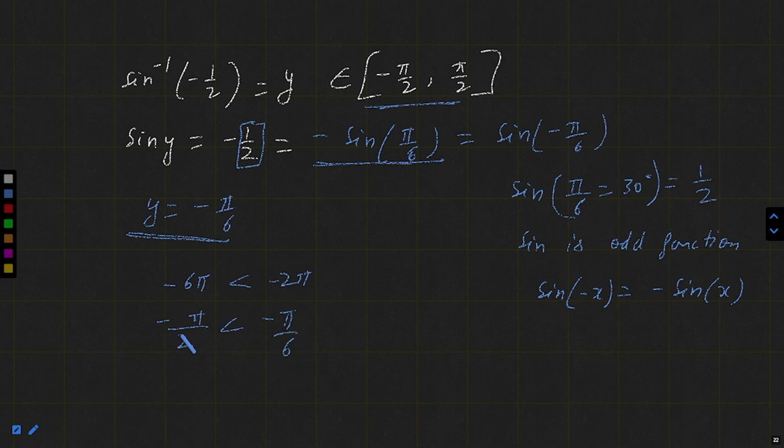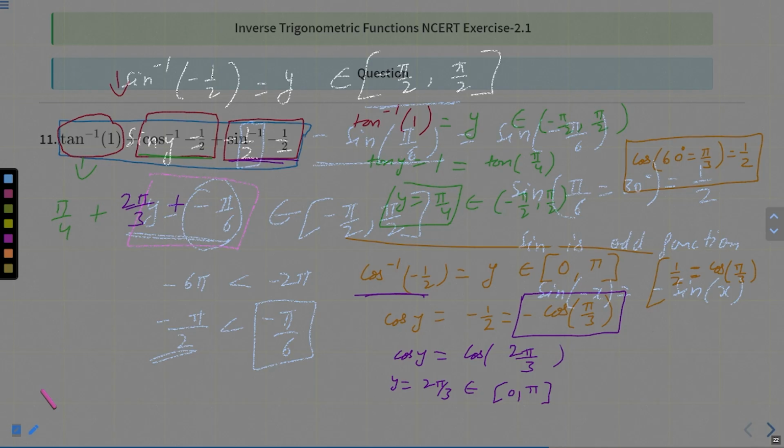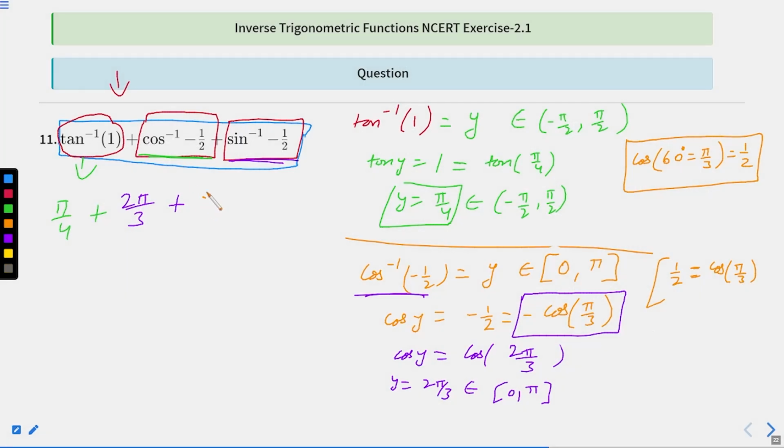As you can see, this is greater than this value, and indeed this is smaller than pi by 2, because pi by 2 is a positive number and this is a negative number. So indeed this value of y belongs to the closed interval minus pi by 2 to pi by 2. So the principal value will be what? Minus pi by 6. So the principal value for this is minus pi by 6.